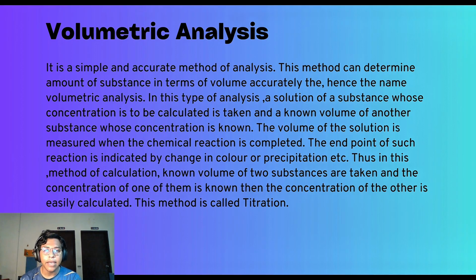In this type of analysis, a solution of a substance whose concentration is to be calculated is taken, and a known volume of another substance whose concentration is known is added. The volume of the solution is measured when the chemical reaction is complete. The endpoint of such a reaction is indicated by a change in color or precipitation, etc. Thus, in this method of calculation, known volumes of two substances are taken and the concentration of one of them is known. Then, the concentration of the other is calculated. This method is called titration.